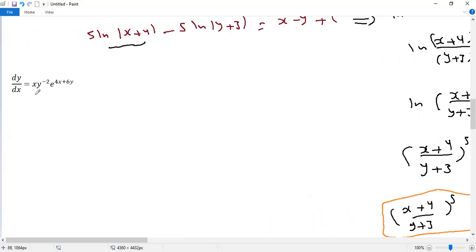Now I have another example here. See, this example seems like it cannot be solved by separable, but it can be solved by separable. I show only the first few steps.